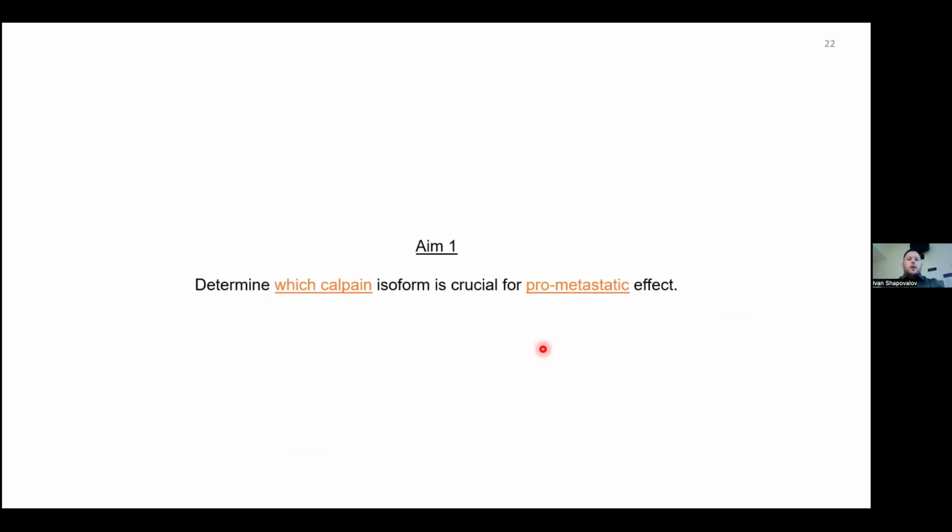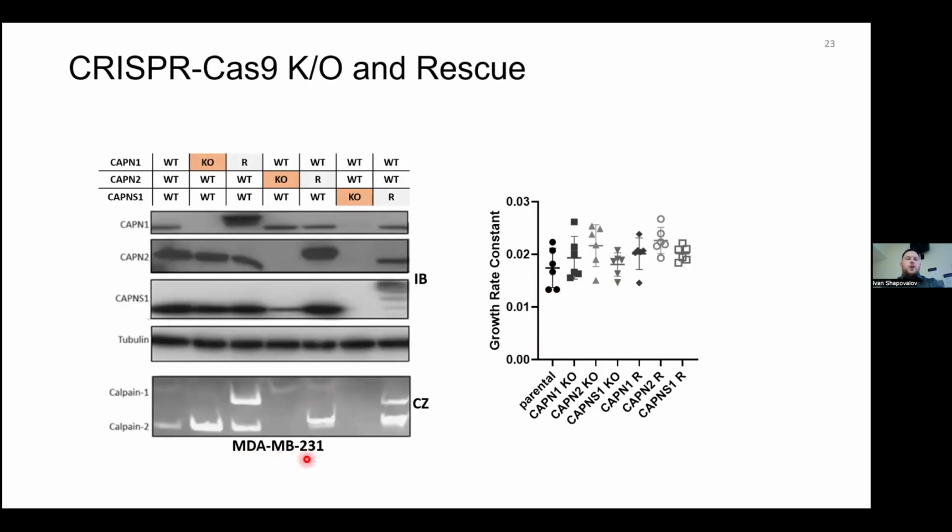To pursue aim 1, we use MDA-MB231 triple negative breast cancer cells as our model system. The reason being that these cells grow into tumors that are highly aggressive and very metastatic. And we've used CRISPR-Cas9 to knock out individually Calpain-1, Calpain-2, and Calpain S1 genes out of these cells. And then we used lentiviral rescue add-backs to reintroduce that gene expression back into these cells. The idea here is that we want to see a phenotype that will be deficient in the knockouts, but then comes back with a rescue.